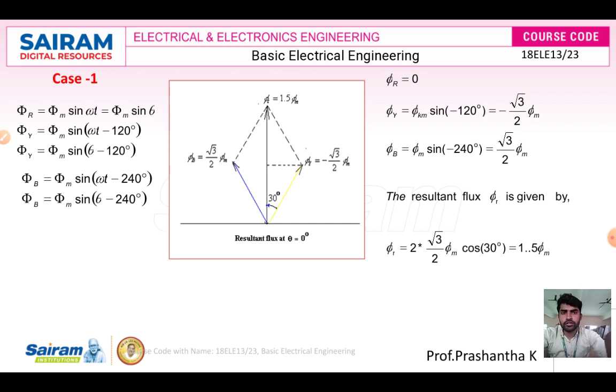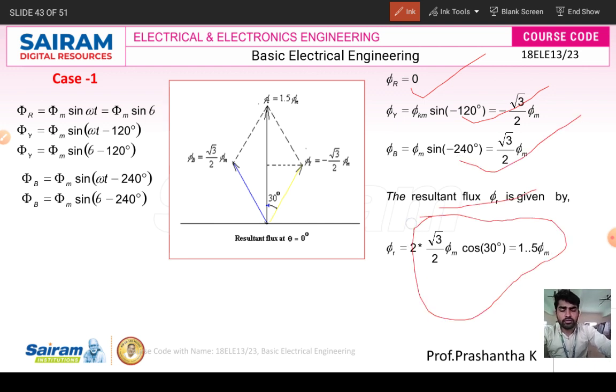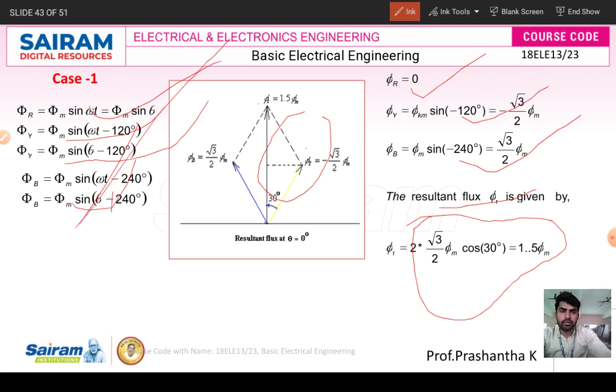See, case 1, omega t is equal to 0. So the values are 0, minus root 3 by 2 phi m, and root 3 by 2 phi m. The resultant flux is given by 1.5, that is 2 times root 3 by 2 phi m cos 30. The equations are phi m sin omega t, phi m sin(omega t minus 120), and phi m sin(omega t plus 120), or minus 240. So this is omega t equal to 0, case 1.